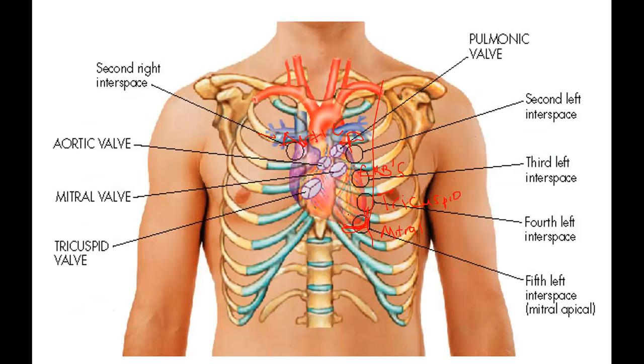S1, remember, is produced by closure of the atrioventricular valves, the bicuspid and tricuspid valves. These two, the tricuspid valve and the bicuspid valve. Notice that these are closer to the apex compared to the aortic and pulmonic valves. So you get the S1 closer, you get the S1 more. It's louder at the apex of the heart.